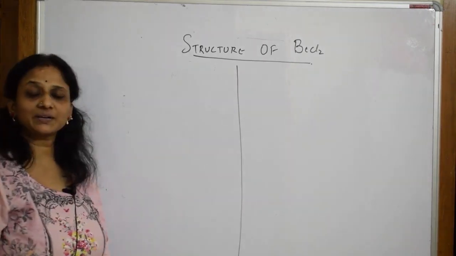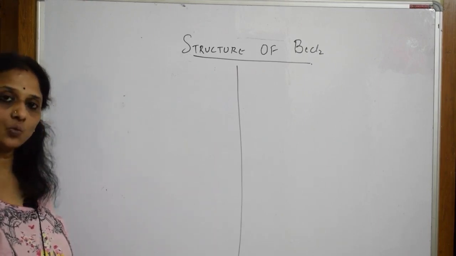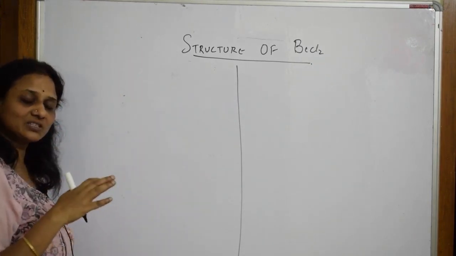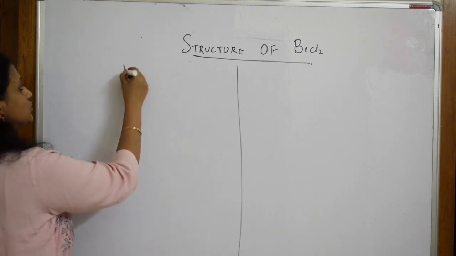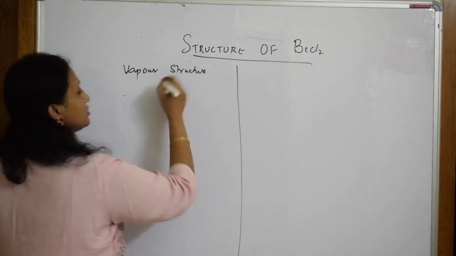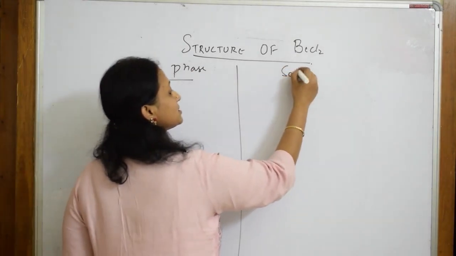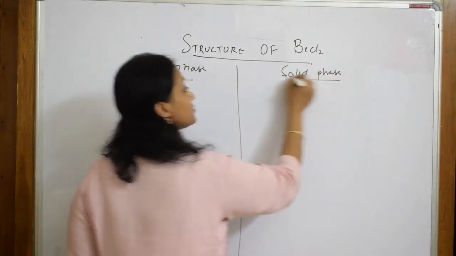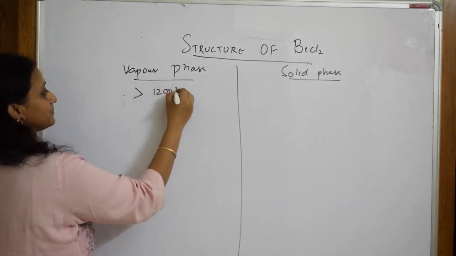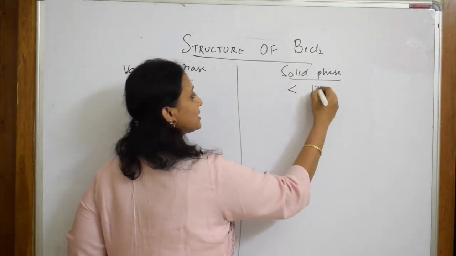Right, now let us come back and learn the structure of beryllium chloride. Beryllium chloride shows two types of structures. One is a structure in vapor state, the other in solid state. Which temperature you should also remember. Vapor phase is one type of structure, and the second is the solid phase. In the vapor phase, the temperature maintained is greater than 1200 Kelvin. In the solid phase, it is below 1200 Kelvin.